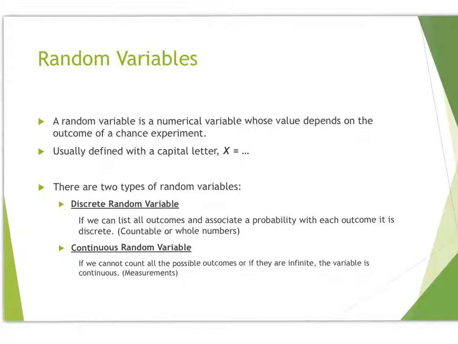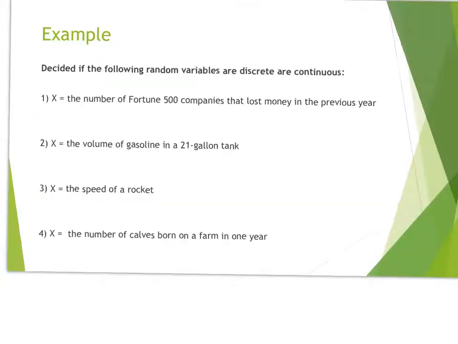The other type of random variable is called a continuous random variable, and that results when you measure data, when you have interval values. So let's look at a couple of examples and see if we can identify the difference between a discrete random variable and a continuous random variable. Look at the first example. Notice how it says x equals. We always define it as x equals something. Here, x equals the number of Fortune 500 companies that lost money in the previous year.